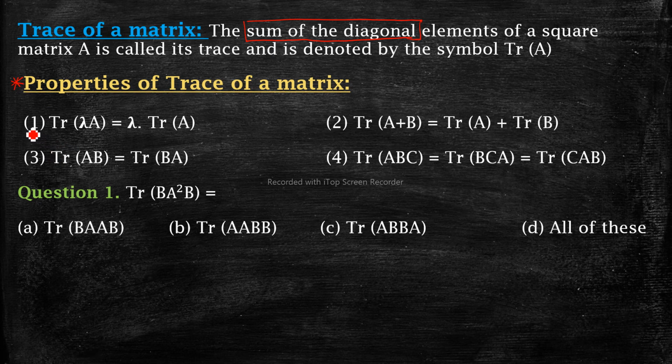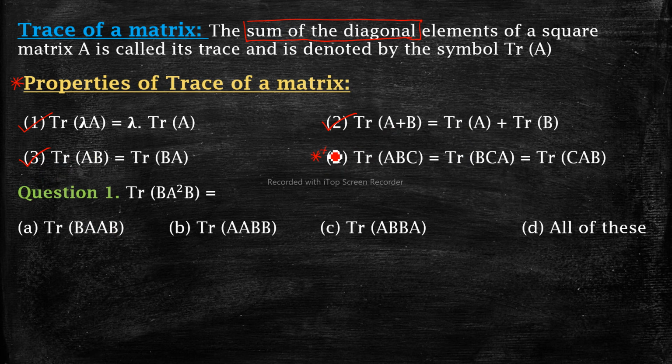We'll discuss those questions. First property: if we multiply any constant with the matrix, then the constant comes out. See, first property, you can see over there, lambda is a constant, A is a matrix. So trace of lambda A is equal to lambda times trace of A. And second property is trace of A plus B is individually equal to trace of A plus trace of B. And third property is trace of AB equals trace of BA. They are commutative.